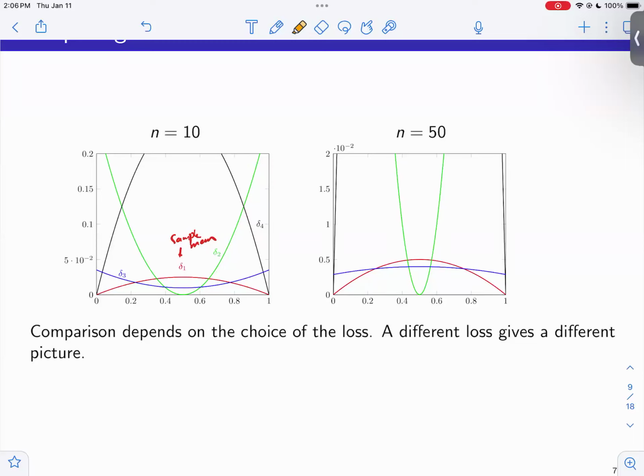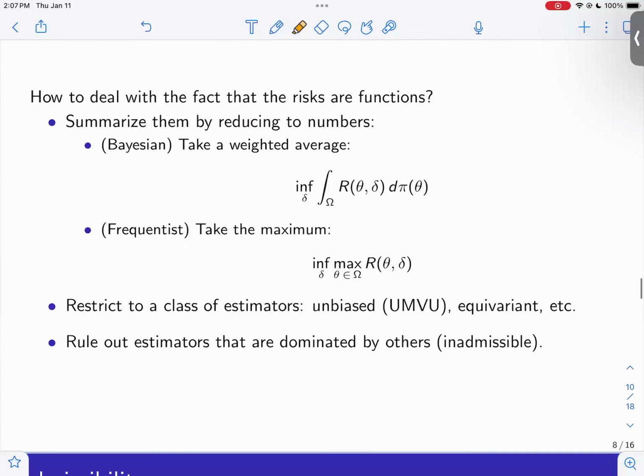Even the constant estimator, which seems to be very naive, it is not possible to rule it out without further constraints. And so in order to fix the issue, there are a couple of approaches. One is to summarize these risks by a number. This leads to the Bayesian and minimax types of optimality. And the other one is to restrict the class of estimators, which we'll do first after we talk about a couple of other concepts.